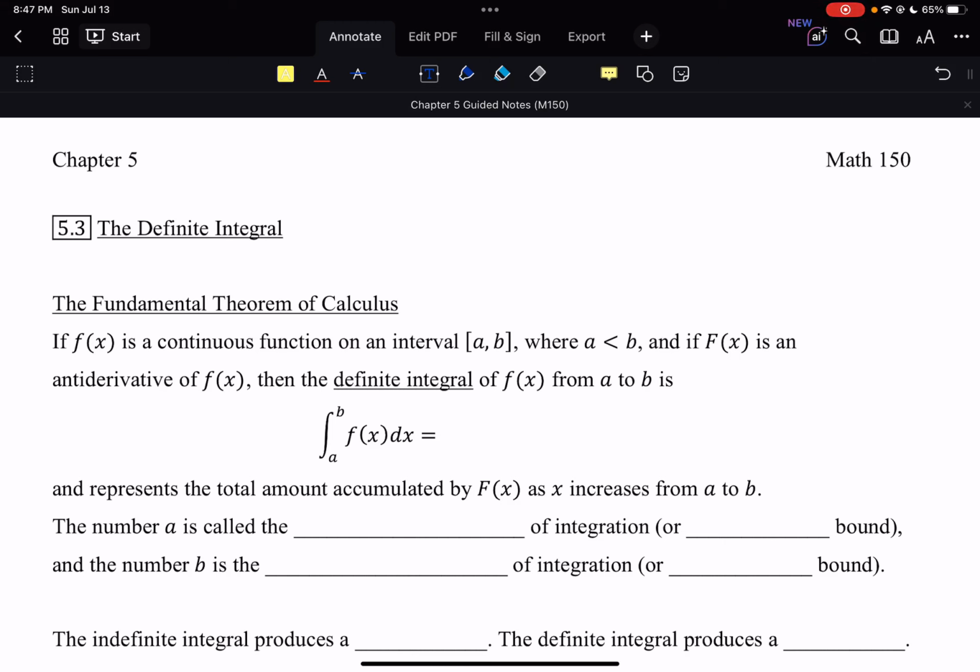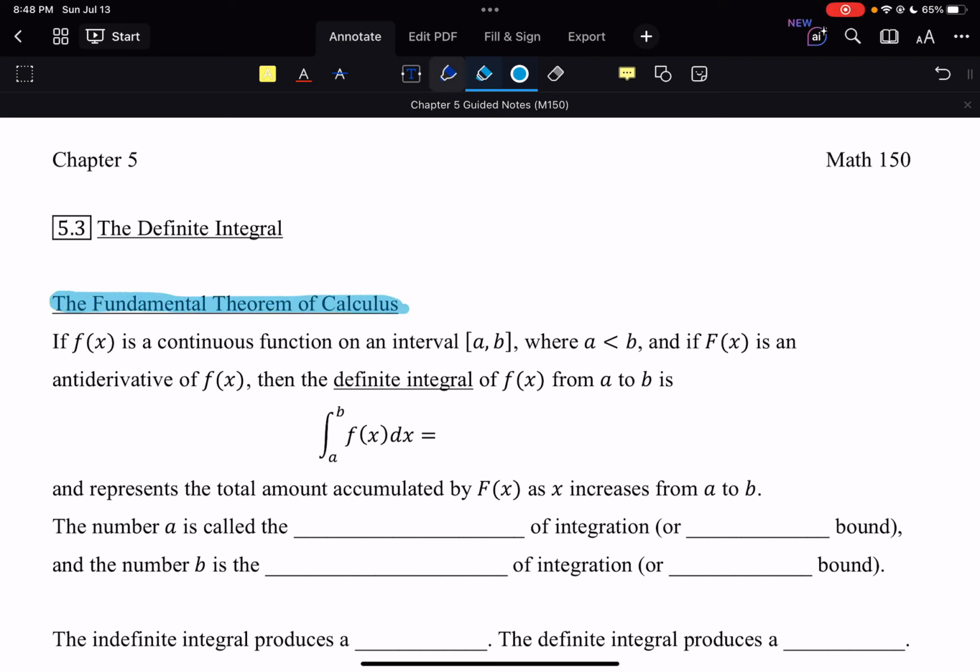All right, we are in section 5.3, talking about the definite integral. Everything we've done up until this point has been dealing with an indefinite integral that's creating a family of functions. We get that plus c, that constant of integration, tagging on to the end of the formulas. Now we're going to be looking at what happens when we evaluate integrals over a specific interval. So we're going to start off by introducing the fundamental theorem of calculus.